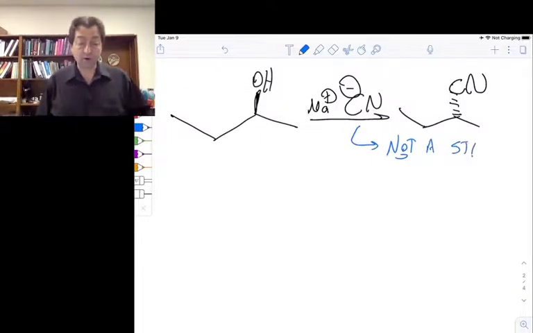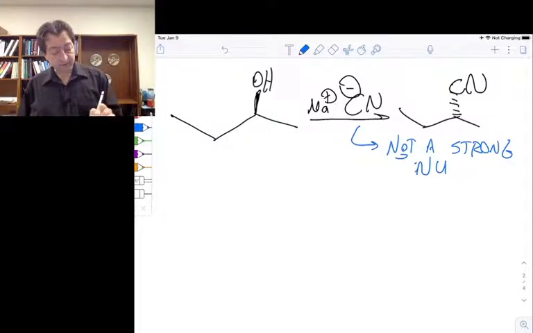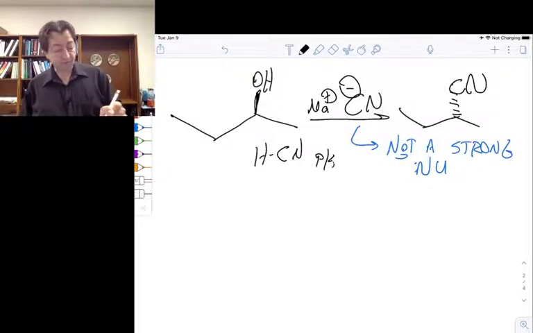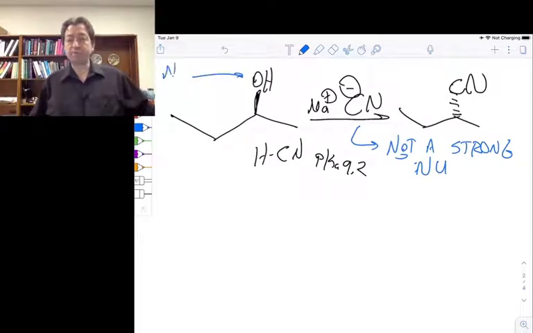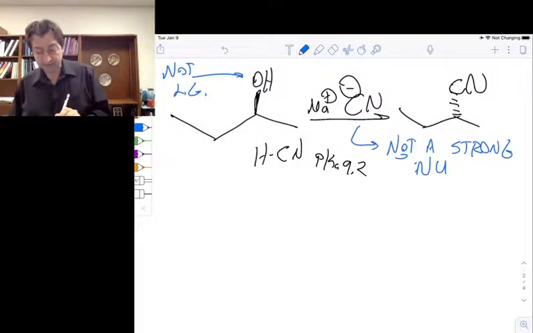That's not a very strong nucleophile. It's the conjugate base of HCN, which has a pKa of 9.2. And OH minus, of course, is not a leaving group. So trying to push an OH minus off with something that's not a very strong nucleophile is not a very likely strategy to succeed. So what can we use to overcome this?